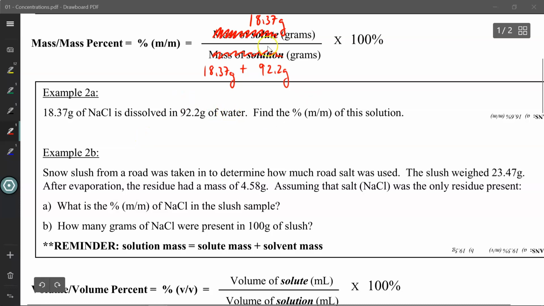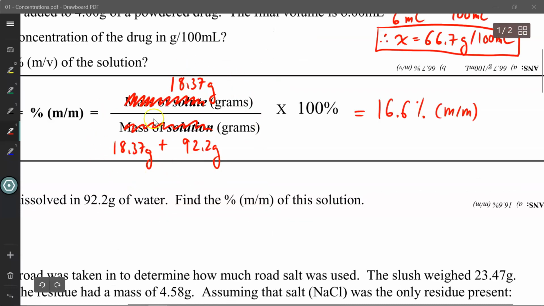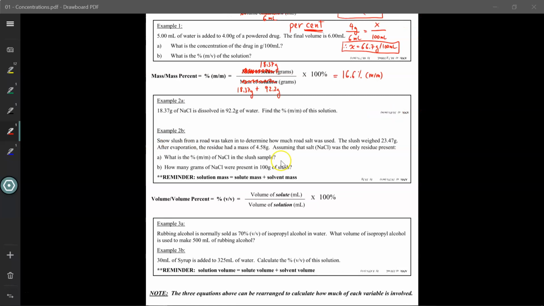So, now that I've told you this trick, it's not a trick anymore. If you fall for this on the test, you deserve it. Now, if you punch these values into the calculator, multiply by 100%, you should get 16.6% mm. And that matches up with the answer over here. So the remaining examples are more of the same.